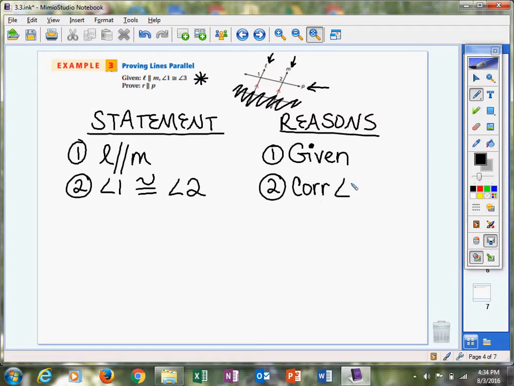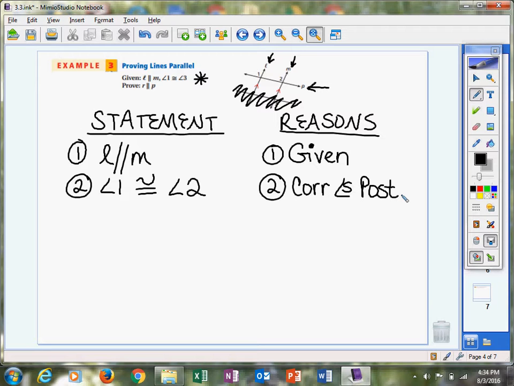And so we learned the corresponding angles postulate, and that tells us that if you have two lines that are parallel, then the corresponding angles are congruent. And so that's why we can say that, okay? So we can say that they are congruent for that reason. Excellent job.